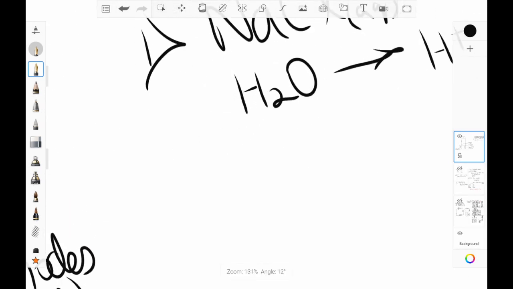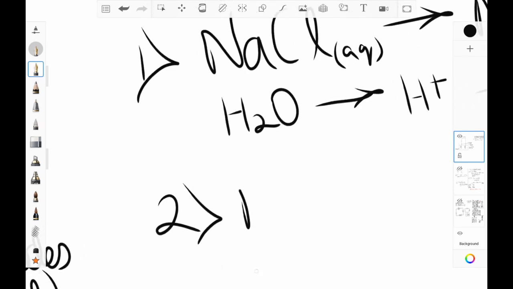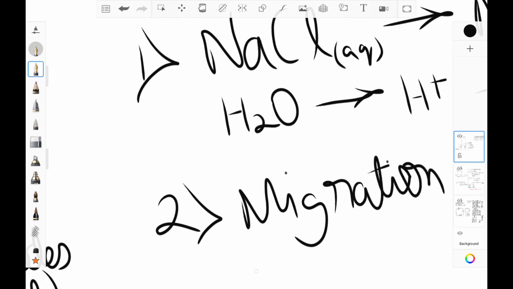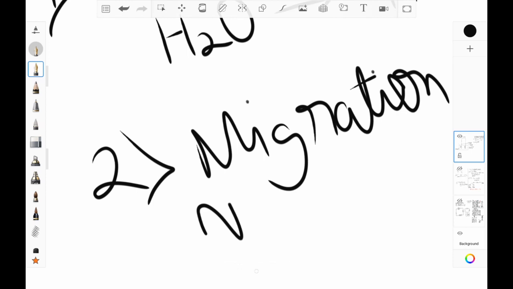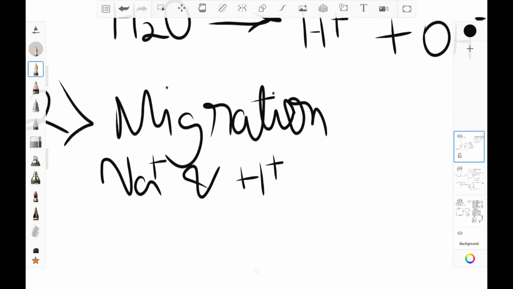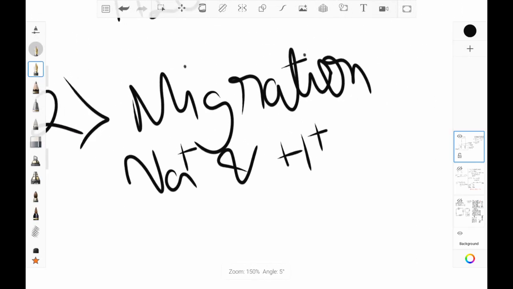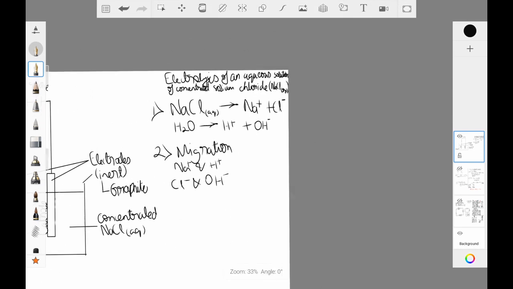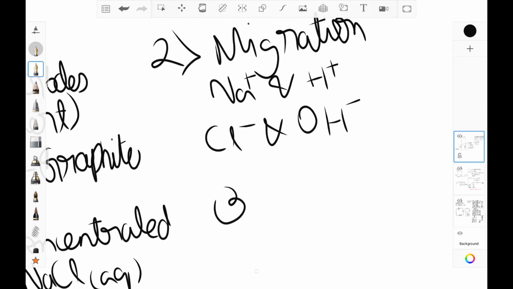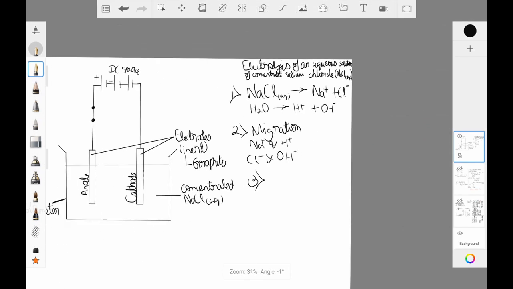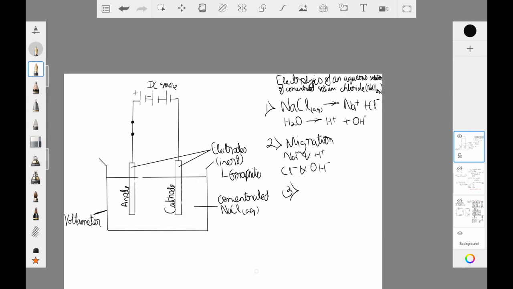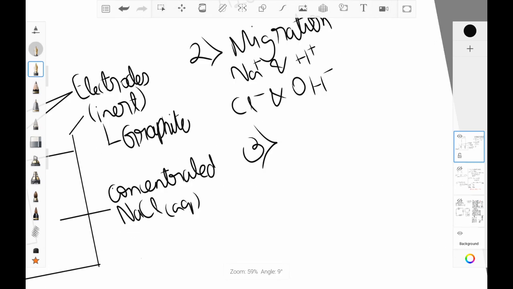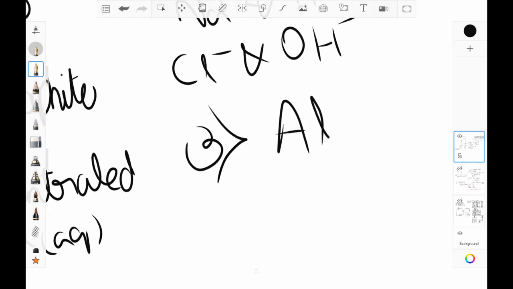Again, this is balanced. Now migration, I won't really write anything down, but maybe I should write it down. Na plus and H plus, so these two go to the cathode, and then the chloride ions and the hydroxide ions go to the anode. I think that's self-explanatory and easy to understand. Now we get to the discharge, where we need to try and remember the rules of preferential discharge. So let's start with the anode.